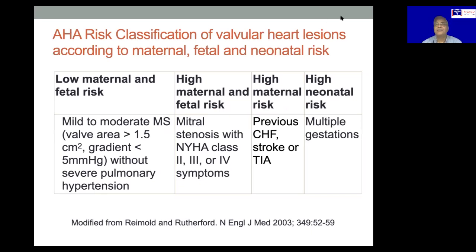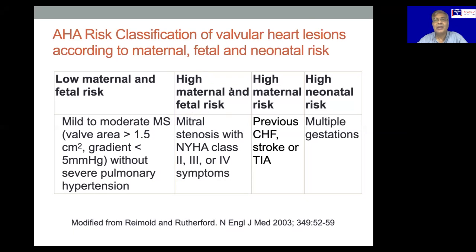What are the risks? The AHA risk classification of valvular heart lesions according to maternal fetal risk says that the patient has low maternal and fetal risk in case the patient has mild to moderate mitral stenosis with a valve area of greater than 1.5 centimeters square, and a gradient less than 5 millimeters of mercury without severe pulmonary hypertension.